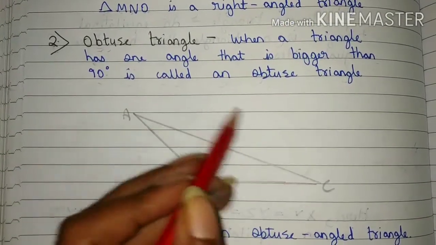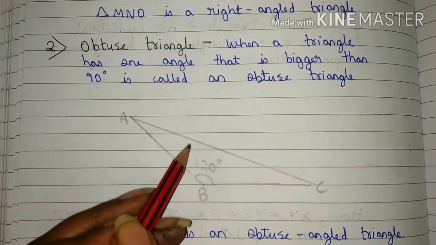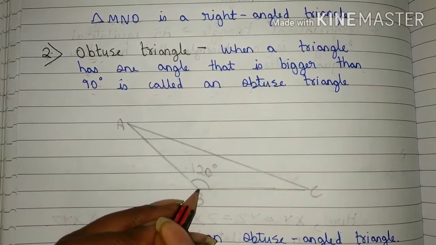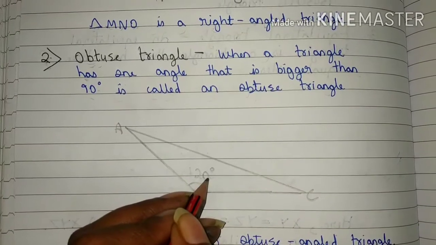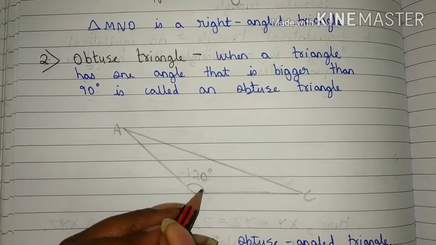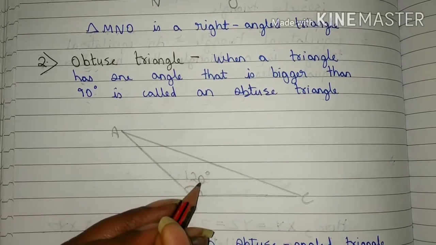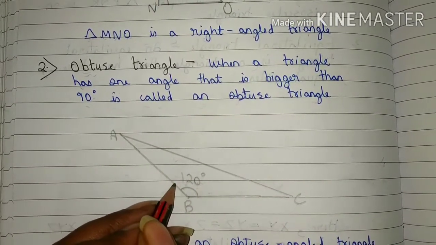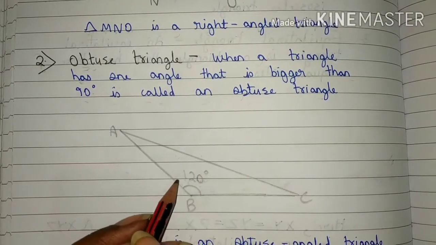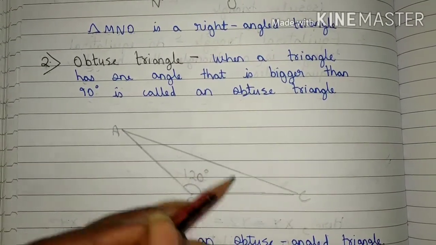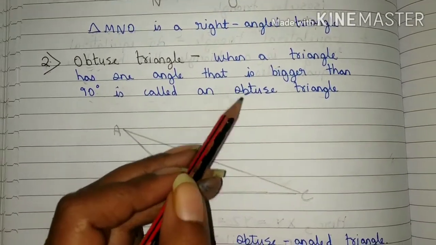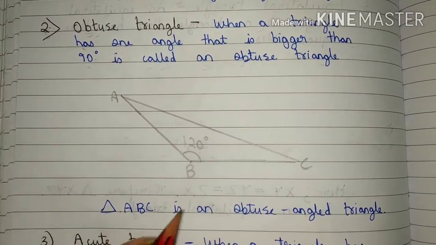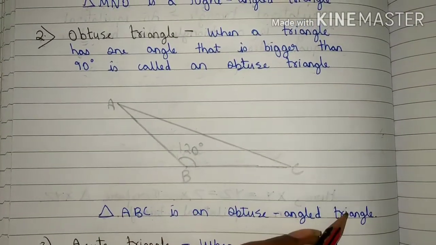Students, look at this figure. This is an obtuse angle triangle because here one angle measures 120 degree. It means this angle is more than 90 degree but less than 180 degree. So this type of triangle is known as obtuse angle triangle. Triangle ABC is an obtuse angle triangle.